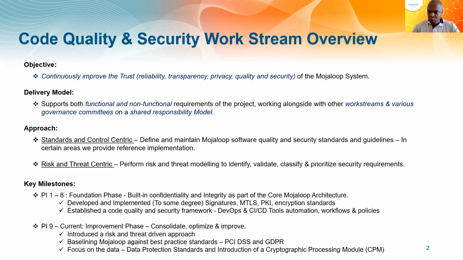Just to reiterate, for those who might be listening to this for the first time, as the code quality and security workstream, we're one of the 11 workstreams on Moja Loop, focusing specifically on the overall responsibility of improving system trust. We look at both functional and non-functional requirements, and we work alongside other team members, the core team, the workstreams, as well as the governance committees, to strive towards the common goal of a shared responsibility model.